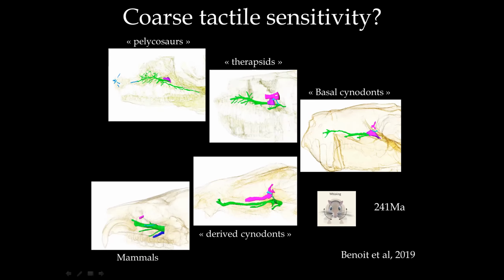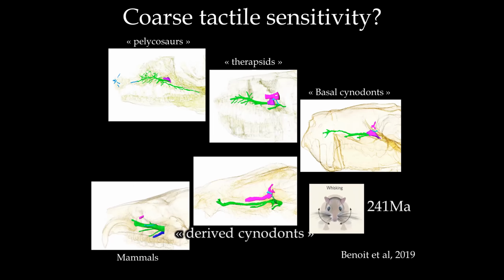And as you move up into cynodonts, and particularly the most derived cynodonts, you see that the canal in the maxilla becomes more and more simple. It has less and less branches, and it's not because the nerve becomes simple, it's because the nerve is no longer encased in the maxilla. So the nerve now ramifies in the flesh, which enables whisking movement.